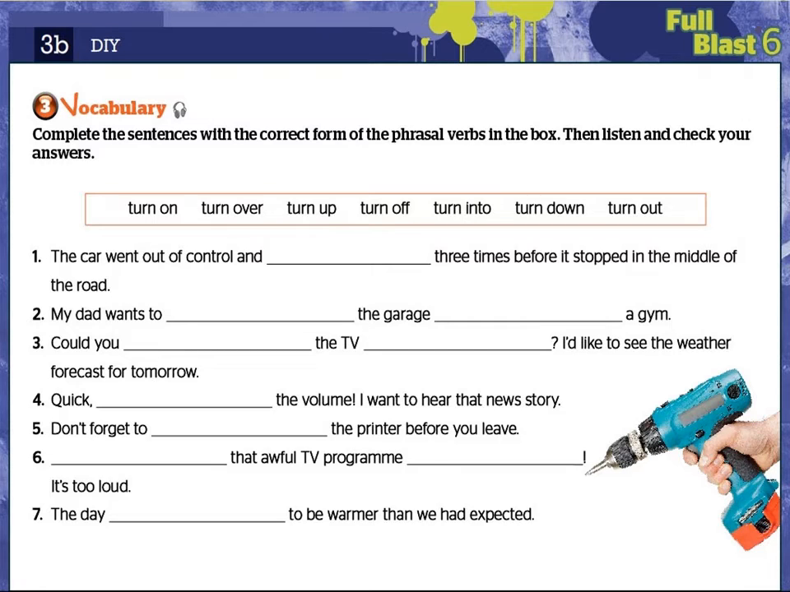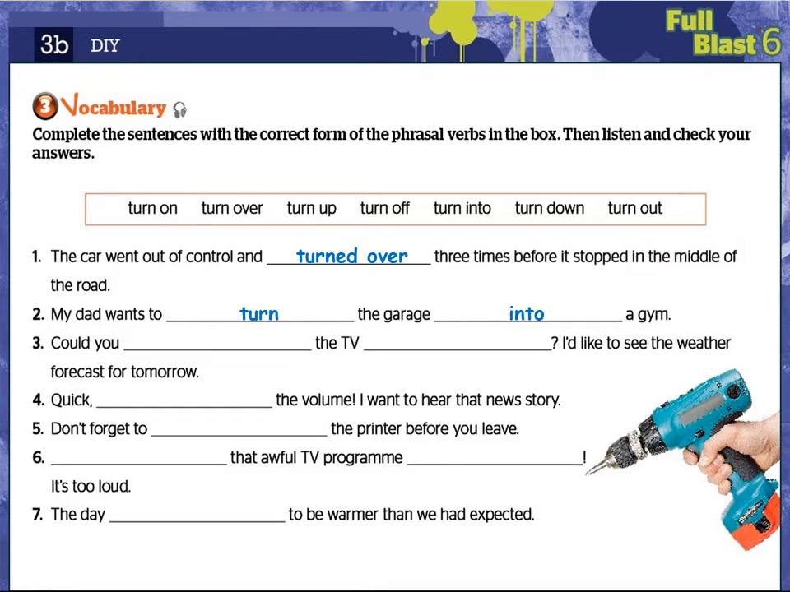Number one, the car went out of control and ___ three times before it stopped in the middle of the road. The answer is turned over. Two, my dad wants to ___ the garage ___ a gym. The answer is turn into.